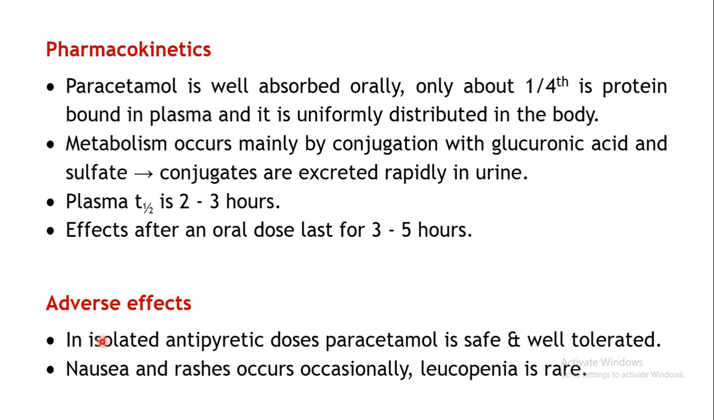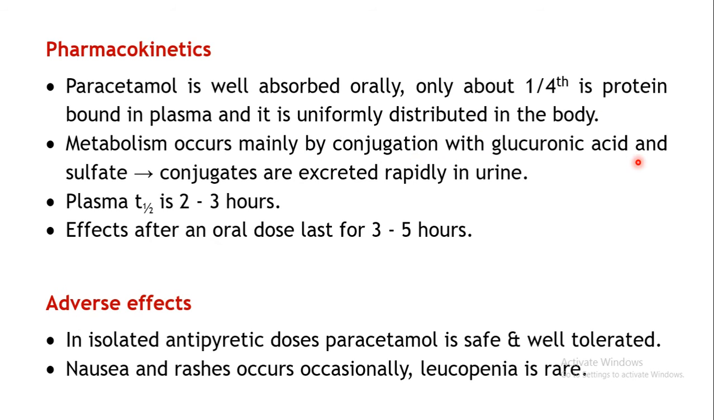The next is the pharmacokinetics of paracetamol. This drug, paracetamol, is well absorbed orally, and about one-fourth of whatever is absorbed is bound to the plasma protein, so plasma protein binding is just 25%, and it is uniformly distributed throughout the body. Now coming to the metabolism, that's very important. The main reaction involved in the metabolism of paracetamol is conjugation with glucuronic acid and sulfate. This is the major mechanism of metabolism.